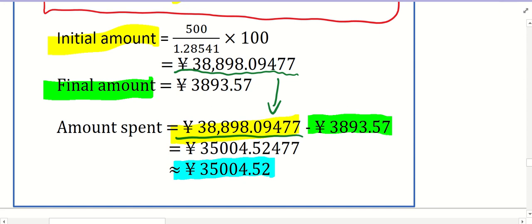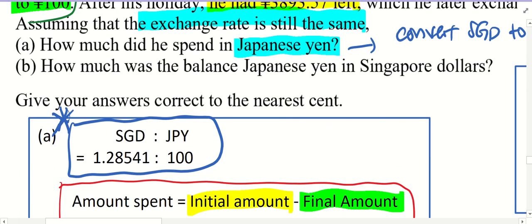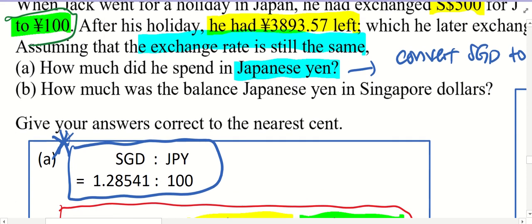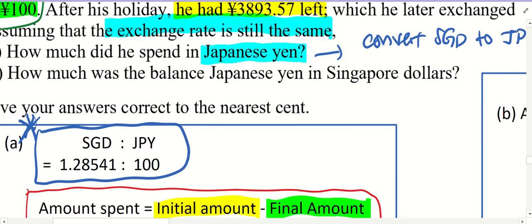So how much did he spend in terms of Sing dollars? You can go and convert yourself if you're interested. Okay, next part. How much was the balance Japanese yen in Sing dollars? So that means he came back with a certain amount of yen, which is 3,893. He goes to the money exchanger and he changes back for Sing dollars. How much will he get back?